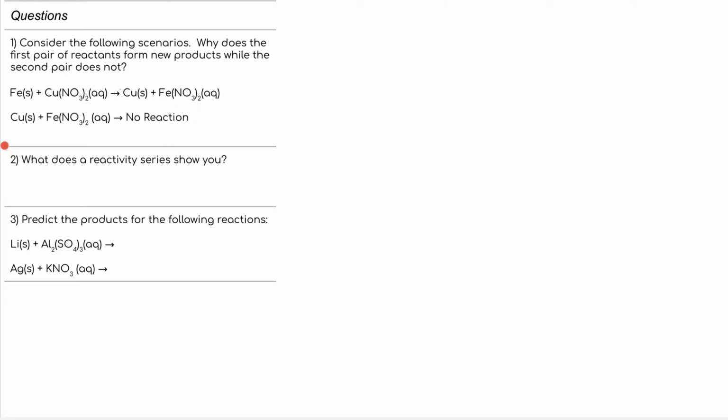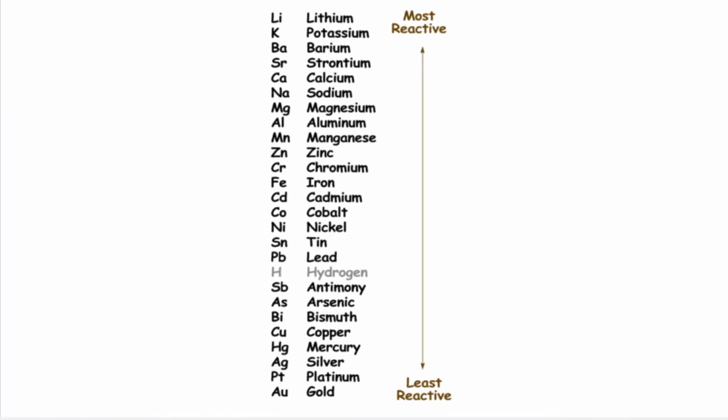But then if we look at the second scenario, we have a solid copper reacting with aqueous iron 2 nitrate, and then there's no reaction. So like similar atoms, right? But why would the first scenario result in an actual reaction where new products are formed versus in the second scenario, these two reactants try to mix, but then nothing happens, no reaction happens? Well, I can answer that by showing you something called a reactivity series.